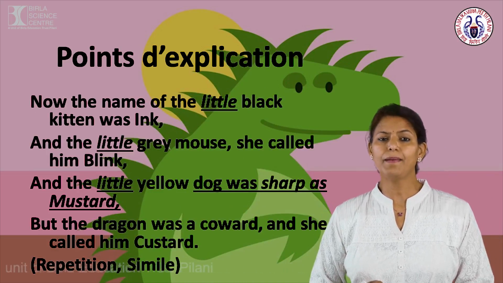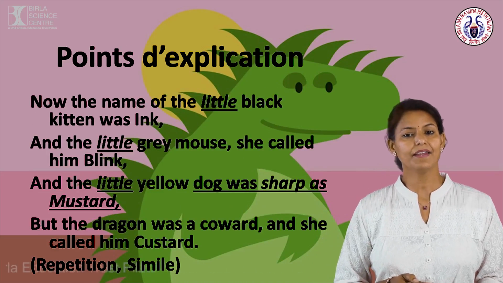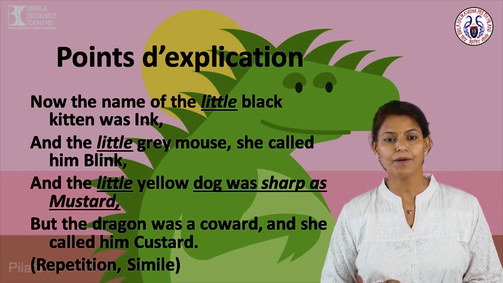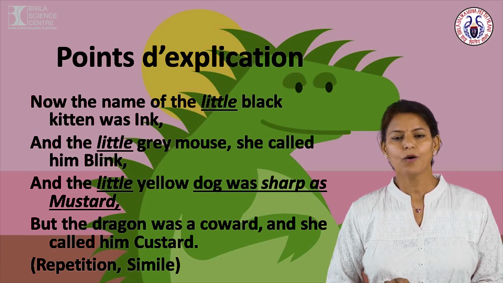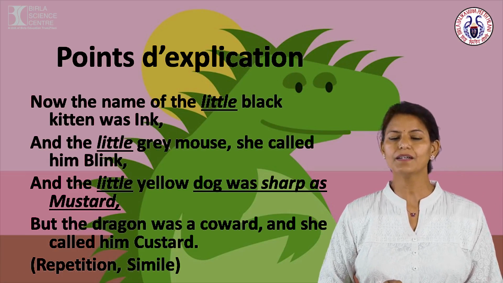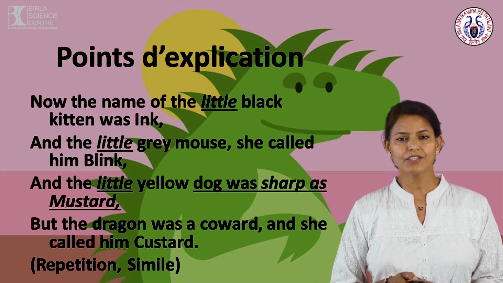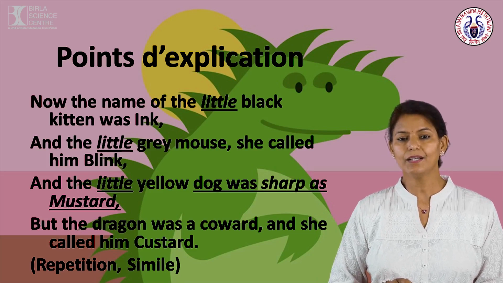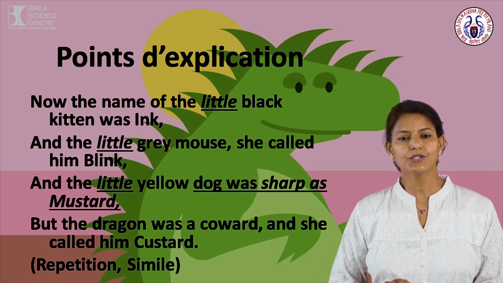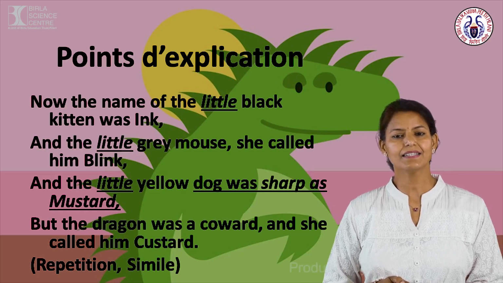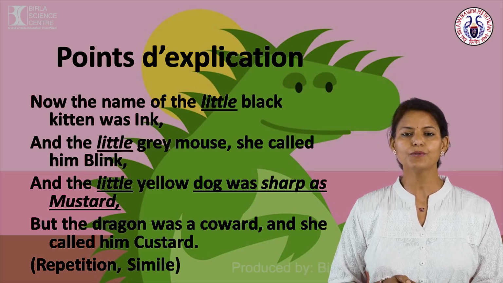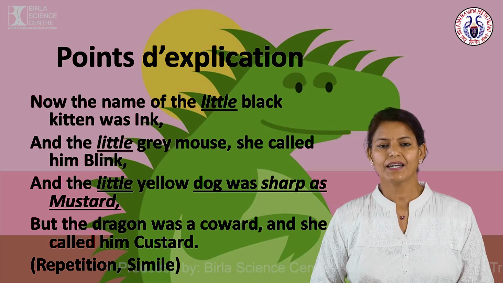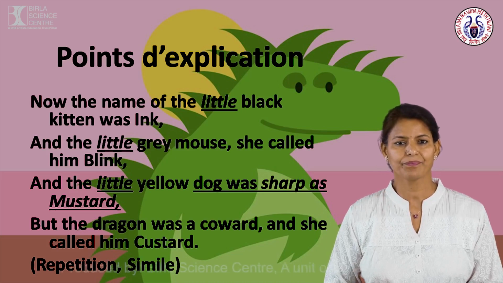Now the name of the little black kitten was Ink, and the little grey mouse, she called him Blink, and the little yellow dog was as sharp as mustard, but the dragon was a coward and she called him Custard. We have the repetition of the word little, of course, and the little yellow dog has been compared to mustard, and this is the usage of a simile. When two unlike things are compared using like or as, it is known as a simile.